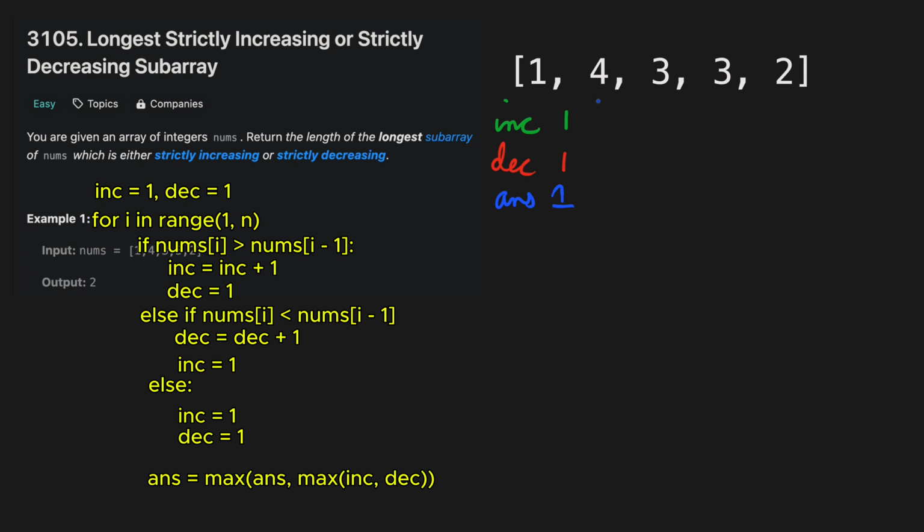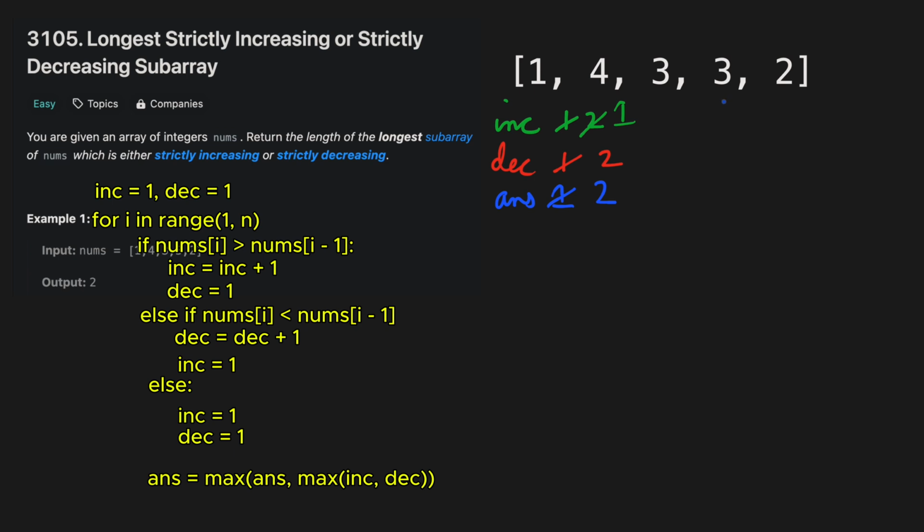So first we compare numbers 4 and 1, and they are in the increasing order. So our increment counter becomes 2 and decrement counter stays 1. And our answer also becomes 2 because we have to track maximum among these increment and decrement counters, right? Then we see element 3, which is less than 4. So that means our increment counter should be reset to 1 and decrement counter should increase to 2. And our answer remains 2 because that is the maximum we have seen so far.